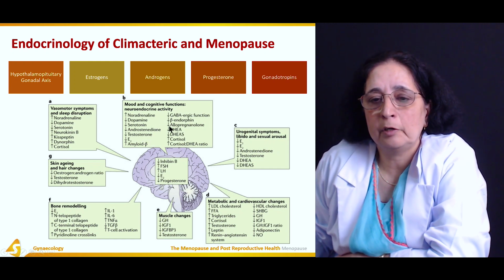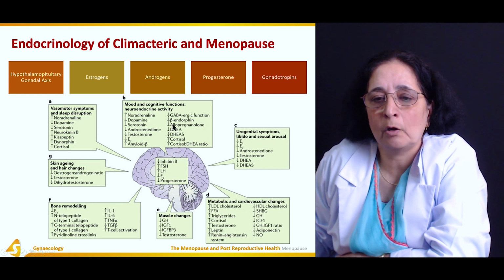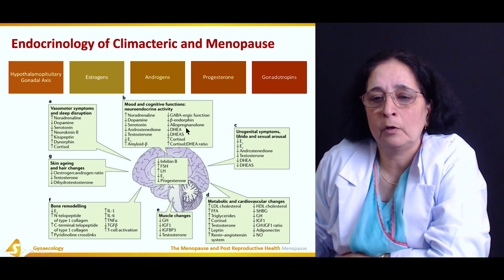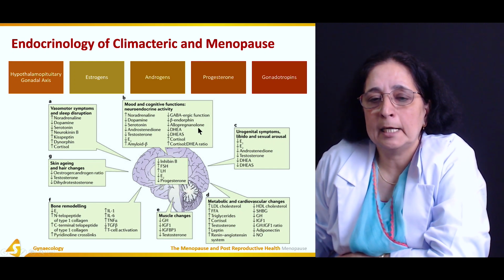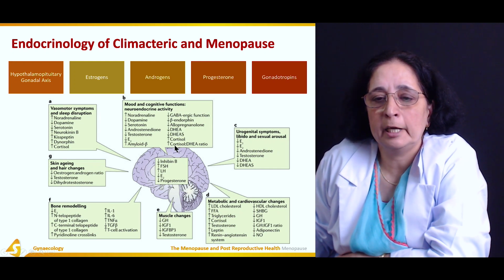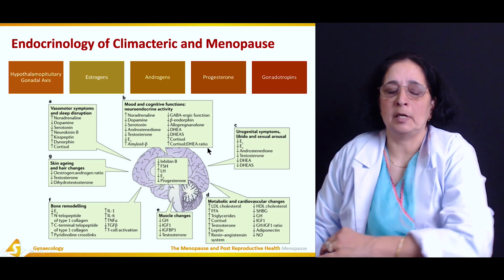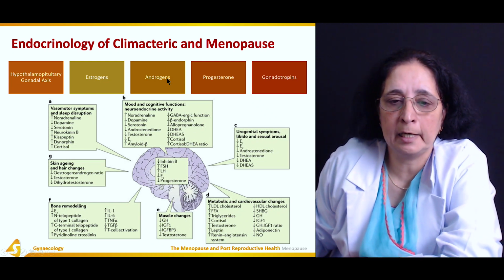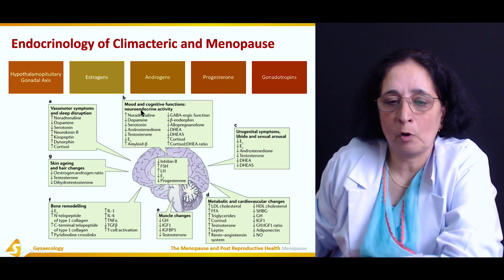There is also decreased beta endorphin, decreased allopregnanolone, decreased DHEA, DHEAS, cortisol increase, and cortisol to DHEA ratio is increased. So these are the different hormonal changes that are taking place in the different organs.